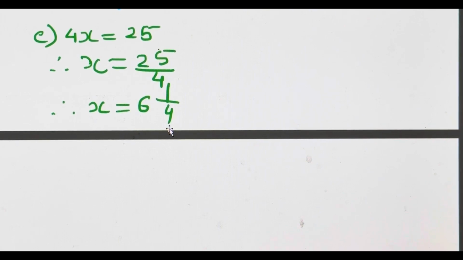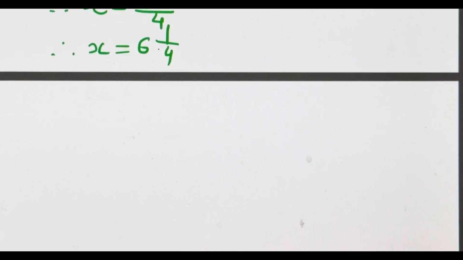6 whole 1 upon 4. You can even write it in decimal form. But if it is an improper fraction, convert it into mixed form. So the answers can be in fractional form, it can be negative, it can be a decimal answer. So don't worry about such things. Follow the steps properly.